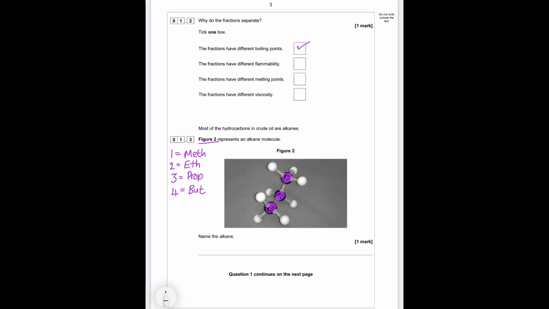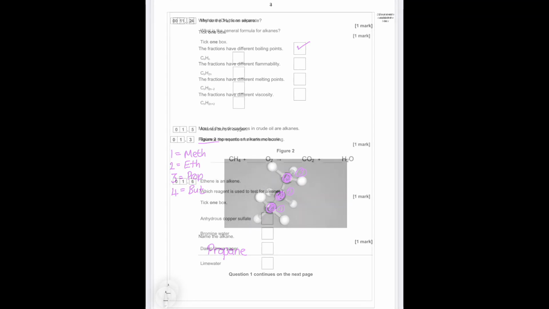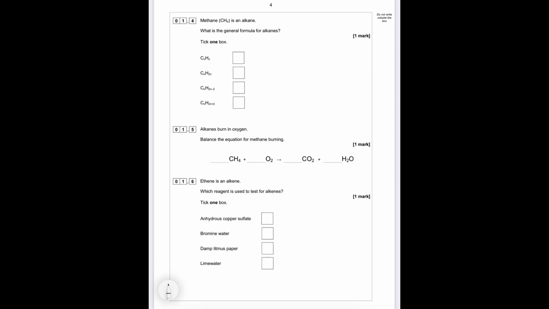Therefore, because I have 3 carbon atoms, the first part of the name would be prop, and because it's an alkane, the second part of the name would be ane. So it's propane. Now for the next question, we're told methane has the formula CH4 and is an alkane. What is the general formula for an alkane? So for an alkane, however many carbons you have, twice as many hydrogens plus 2. So the correct answer would be the bottom one there.